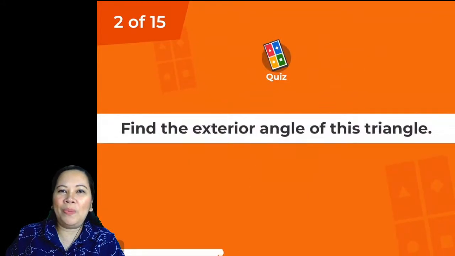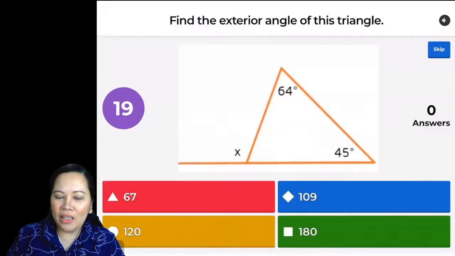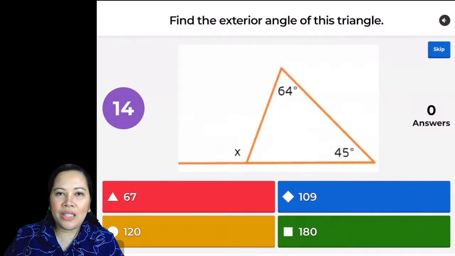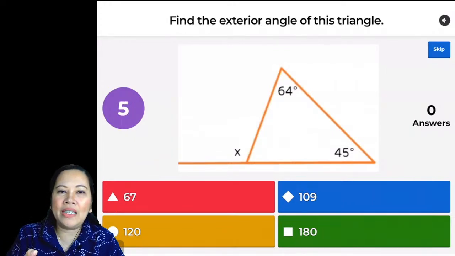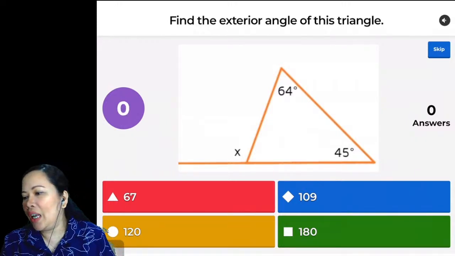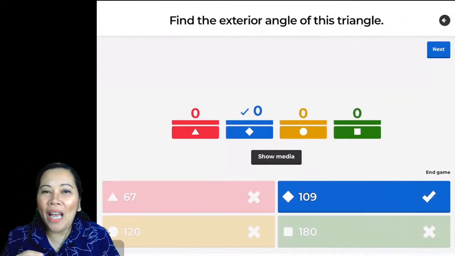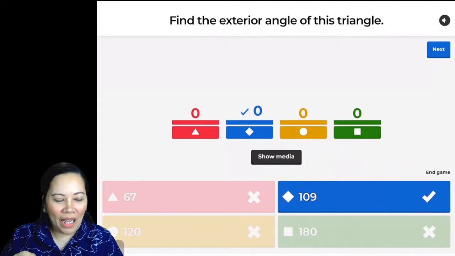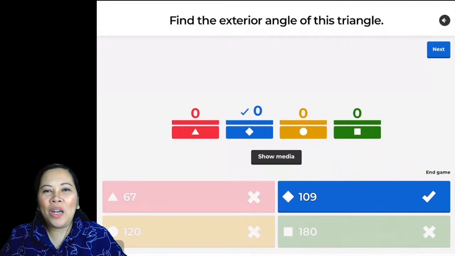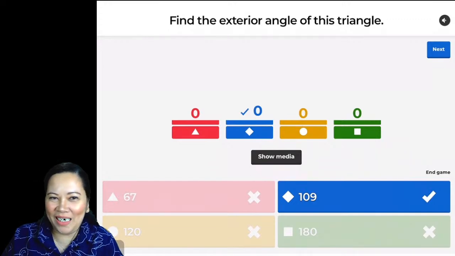Question number 2. Find the exterior angle of this triangle. What is the exterior angle of this triangle? Is it 67? Is it 120? Is it 109 or is it 180? No one answered it. I think you have to prepare your calculators.